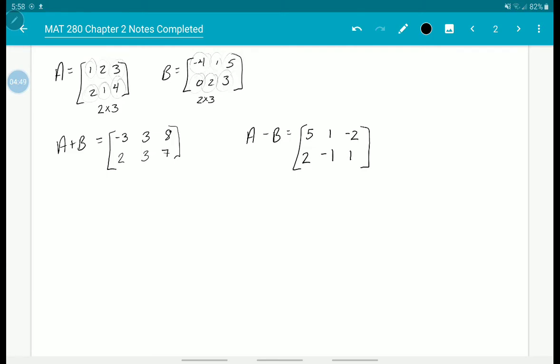So as long as the matrices are the same size, you can add them and you can subtract them. Notice you're going to get whatever size that is. We started out with 2 by 3s, so we're going to get a 2 by 3. That's forever and always.